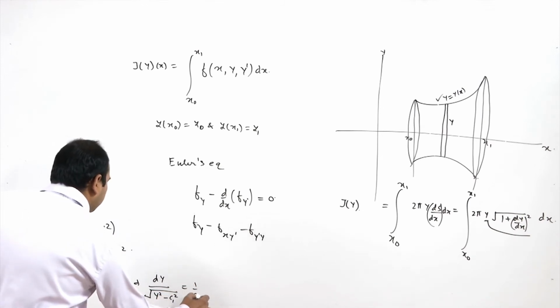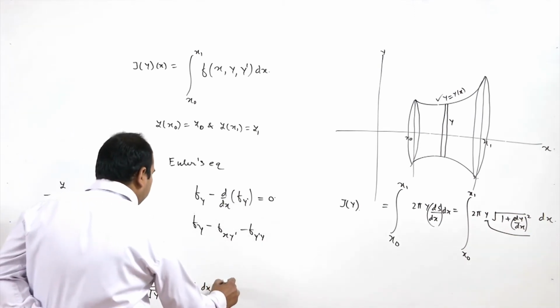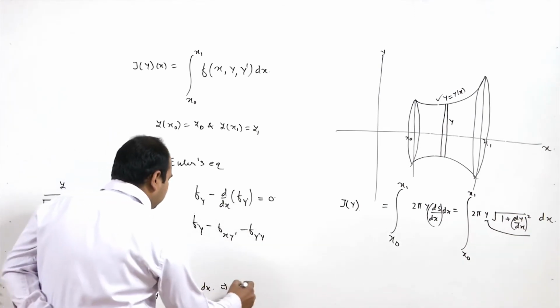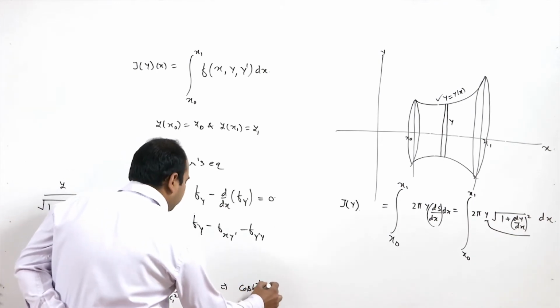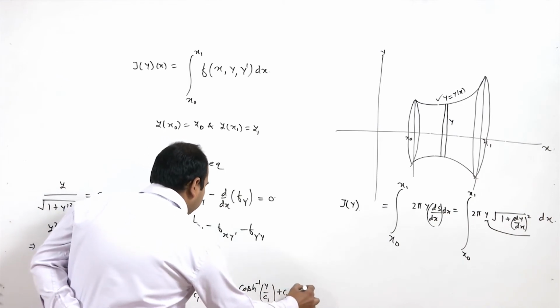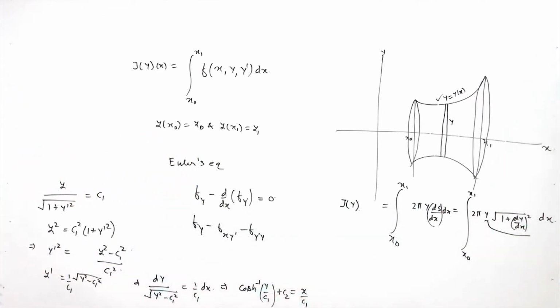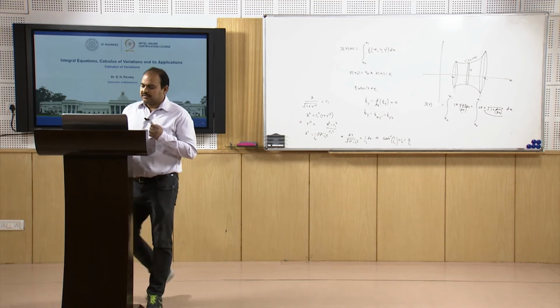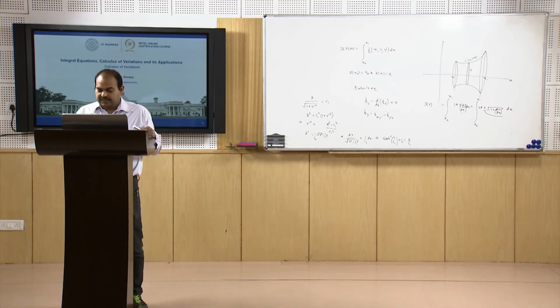is equal to 1 upon C1 dx, and if you integrate on both sides, then you will get cosh inverse of y by C1 plus some C2 is equal to, say, x by C1. So if you simplify, you will get a similar kind of relation, and you can simplify and get the value of y. Is that okay? So here this is the example based on case 5.